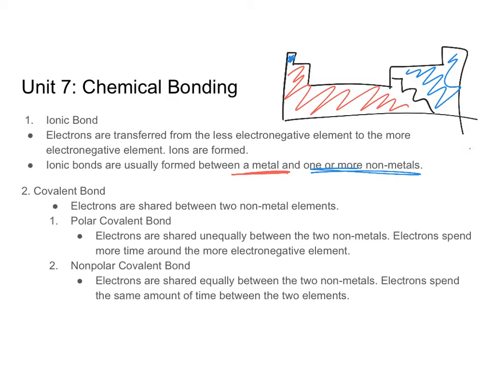Then we have covalent bonds, which are where electrons are shared between two nonmetal elements. And when they're shared between two nonmetal elements, you have two types of bonds that can form: a polar covalent bond and a nonpolar covalent bond. In a polar covalent bond, electrons are shared unequally between two nonmetals. And in a nonpolar covalent bond, the electrons are shared equally between two nonmetals. We will spend a lot more time with that as we go forward, and have a lesson on that tomorrow.